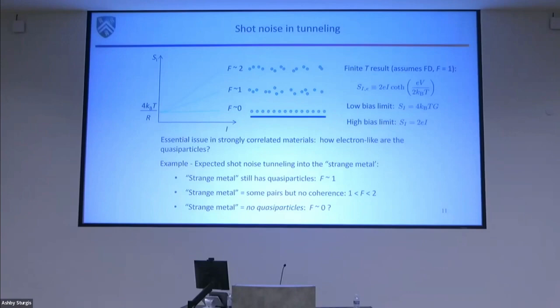What we wonder is, in the strange metal case, there's no theoretical background on this, so we can only guess. For example, if there are still particles with no interaction, F equals 1. If there is some pairing, you can probably have F larger than 1. If there are no quasiparticles at all, we would probably be strongly surprised.